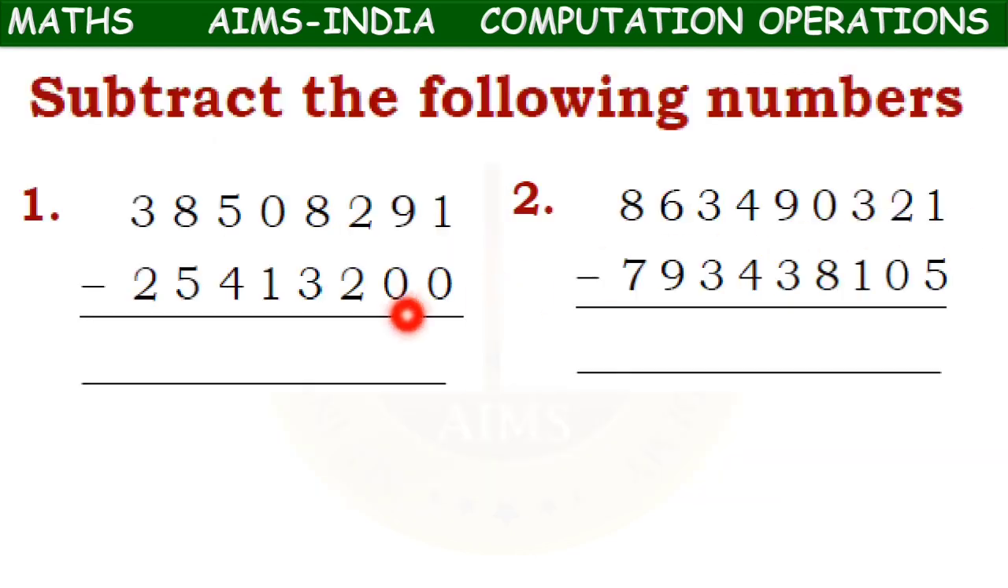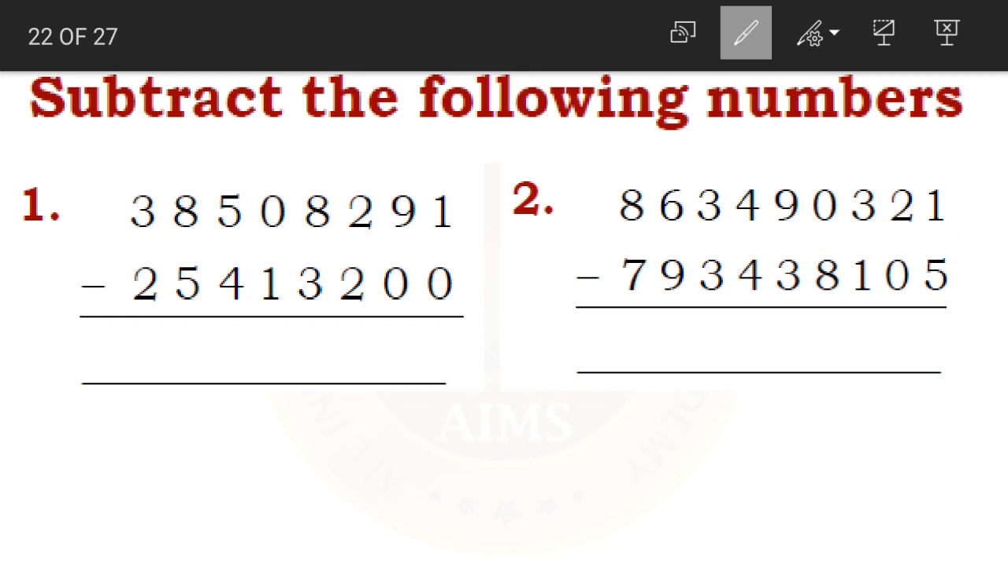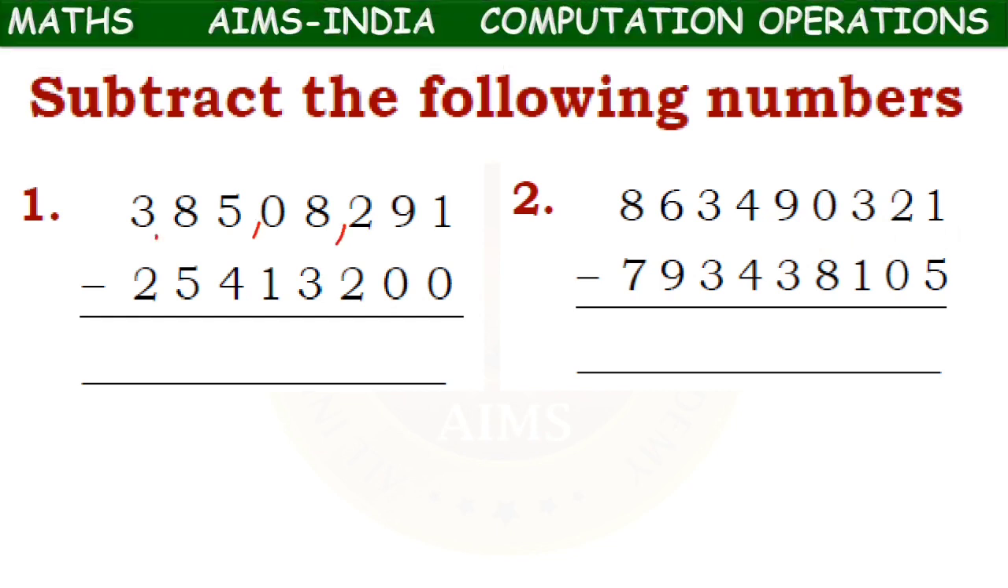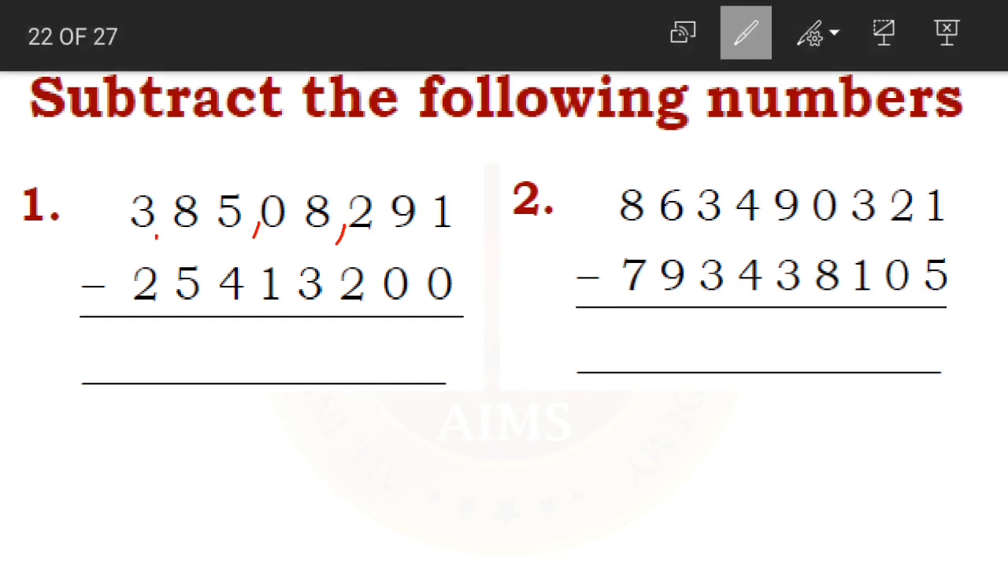Now let us subtract these two very large numbers. Yes, what are these numbers here? 3 crores 85 lakhs 8,291. These are very big 8-digit numbers, right? So let us subtract and see. 1 minus 0, 1. 9 minus 0, 9. 2 minus 0, 2 minus 2, 0.